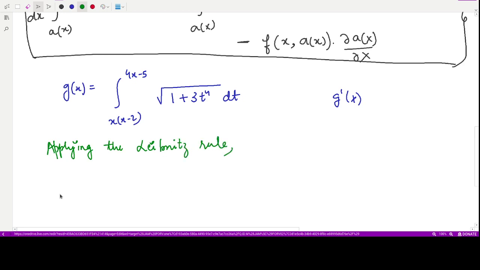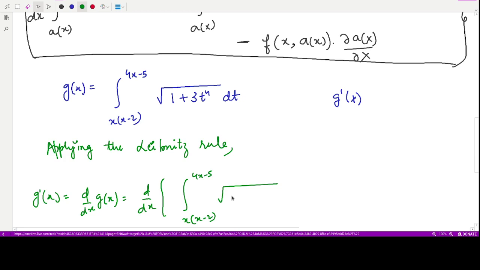So according to this rule, we have g dash x as the derivative of g of x, which is the derivative of this whole quantity of this integral. So we have the integral from x minus 2 to 4x minus 5 of the square root of 1 plus 3t to the power 4 dt. Now let's apply this formula.